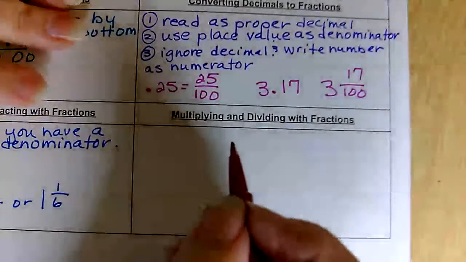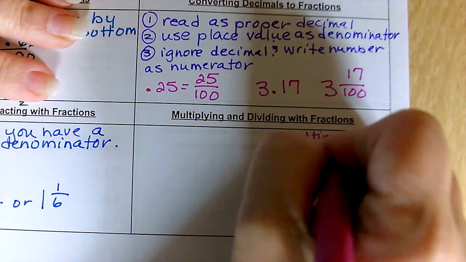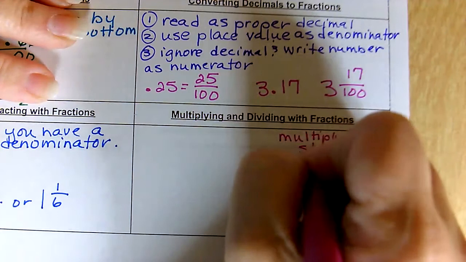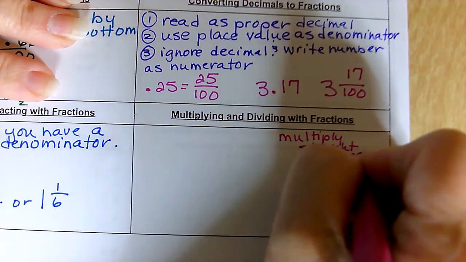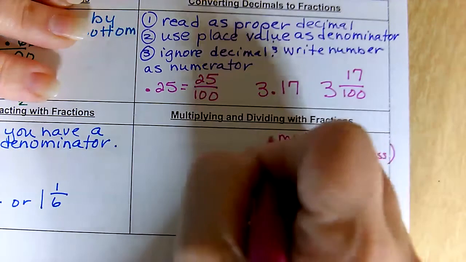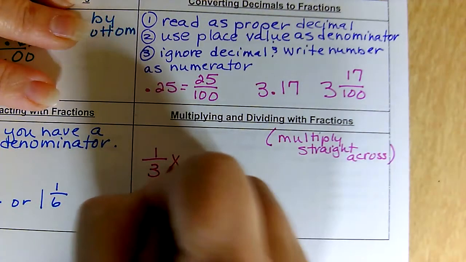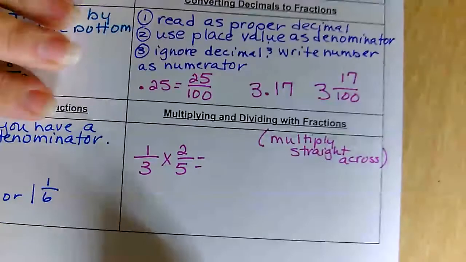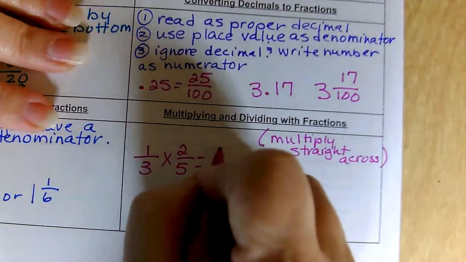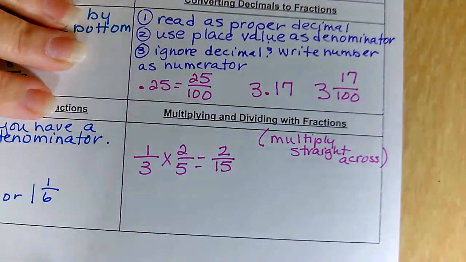All right, multiplying and dividing fractions. Multiply straight across. So we've got 1/3 times 2/5. And just multiply across. 1 times 2 is 2. 3 times 5 is 15.